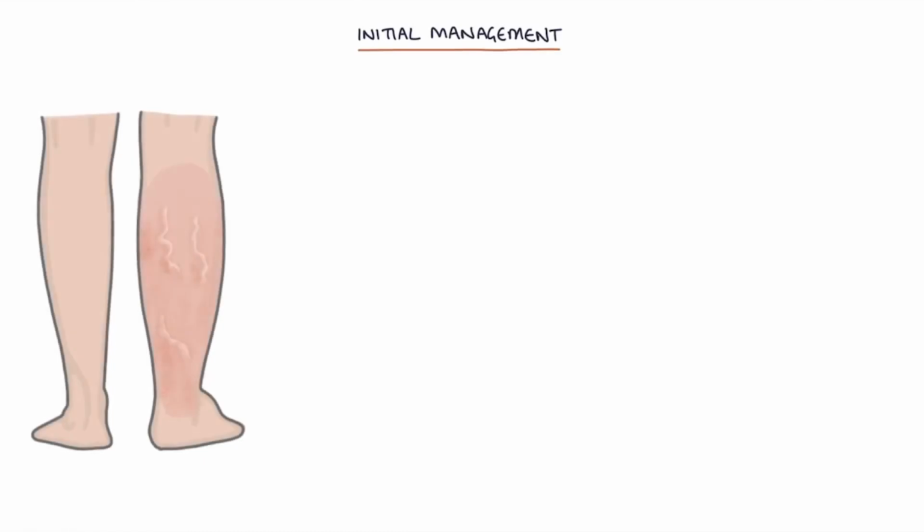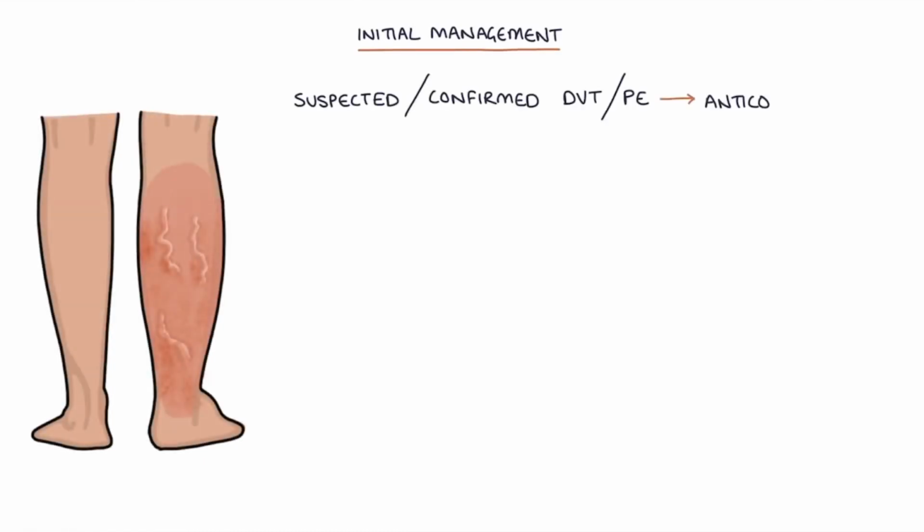Let's talk about the initial management of a DVT. The initial management for a suspected or confirmed DVT or PE is with anticoagulation. In most patients, the NICE guidelines from 2020 recommend treatment dose apixaban or rivaroxaban.